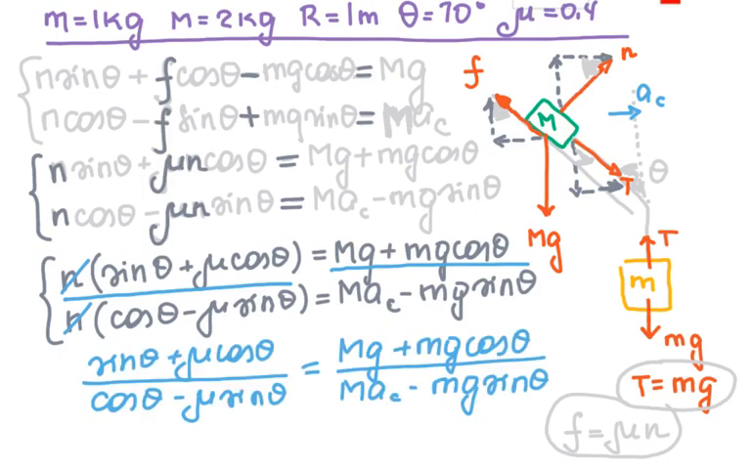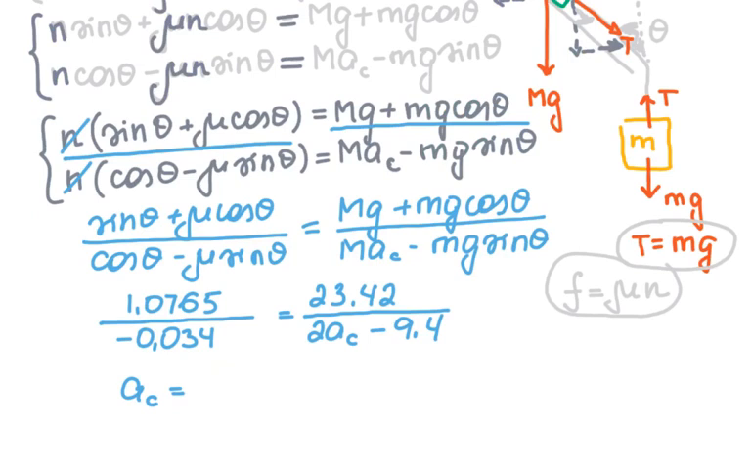Now the lowercase m, the mass that is hanging, is given as 1 kilogram, the uppercase M, the one that is rotating, is 2 kilograms. Radius, we don't need radius yet. Theta is 70 degrees, but make sure your calculator is in degrees. And mu is 0.4. So now I'm going to plug in my numbers and figure out what a_c is equal to. I got a_c equal to 4.33 meters per second squared.